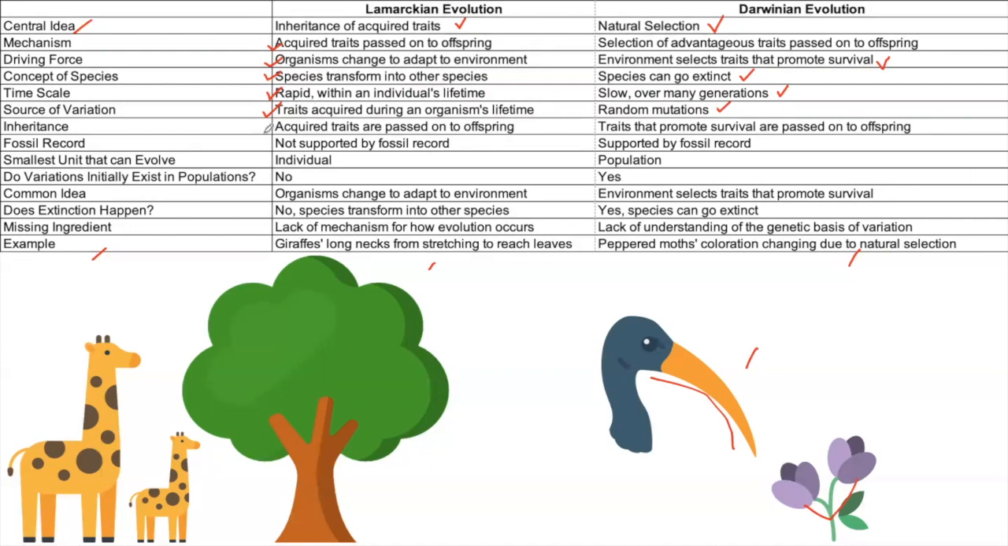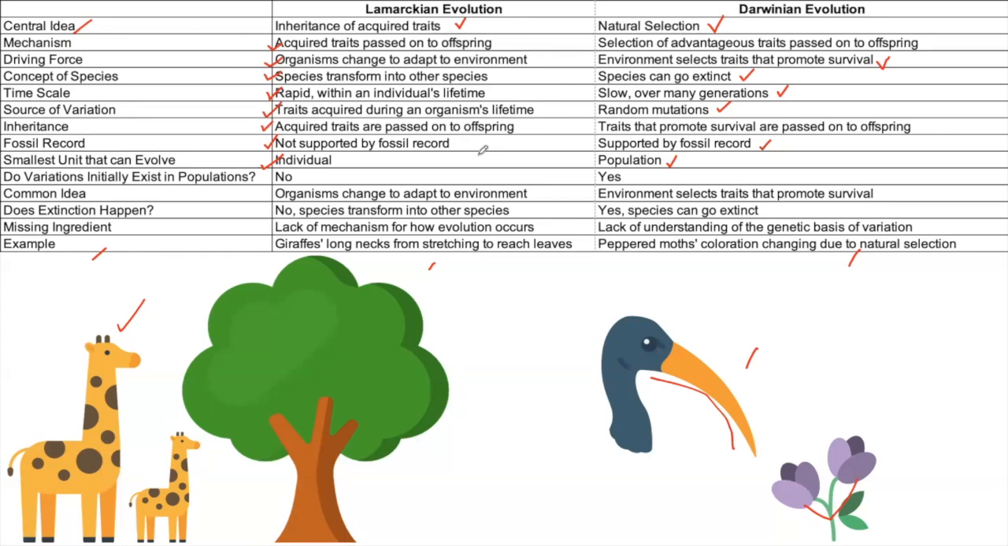Now, in terms of inheritance, Lamarckian evolution suggests that acquired traits are passed on to offspring, while Darwinian evolution proposes that traits that promote survival are the ones that are passed on. Take note that the fossil record does not support Lamarckian evolution, while it does support Darwinian evolution. Basically, the smallest unit that can evolve in Lamarckian evolution is an individual or one organism, like the giraffe here. But in Darwinian evolution, it's the population, just like the example a while ago, the group of birds with long beaks.